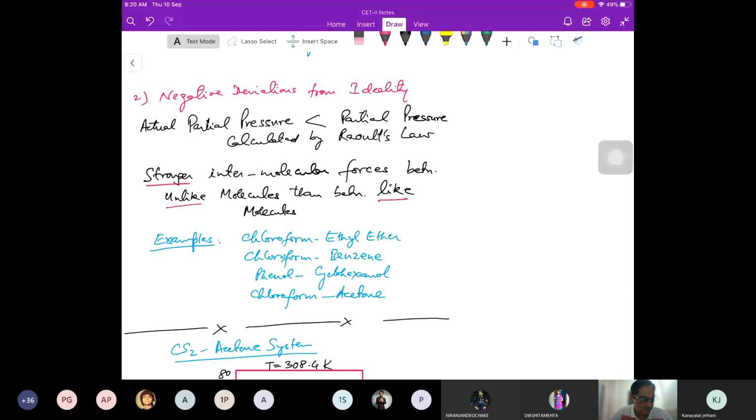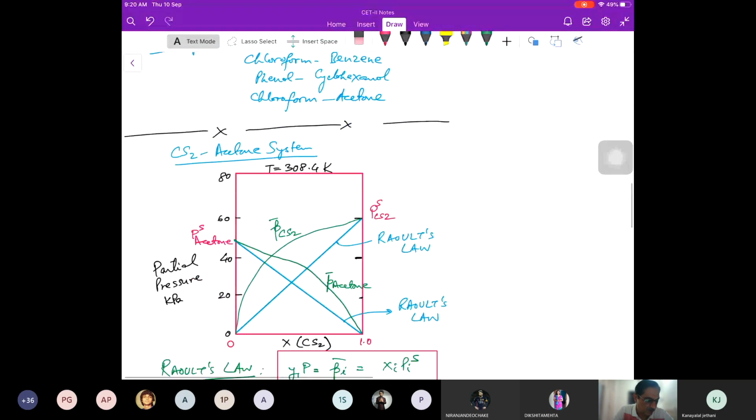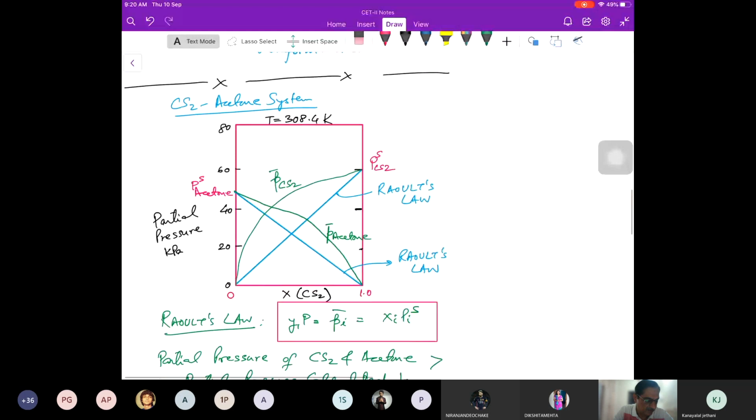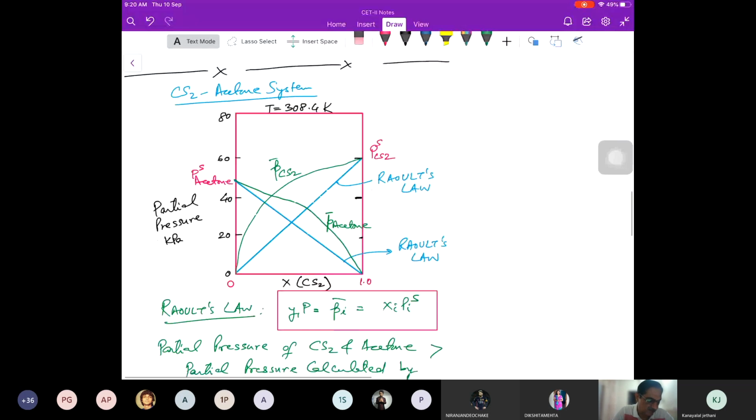Yes sir. Okay, simple hai, yaad rakhna chahiye aapko. Okay, so now if you look at the Px diagram, you are looking at CS2 acetone system. Okay, and that means you are plotting the pressure on the y-axis and liquid composition on the x-axis, right?